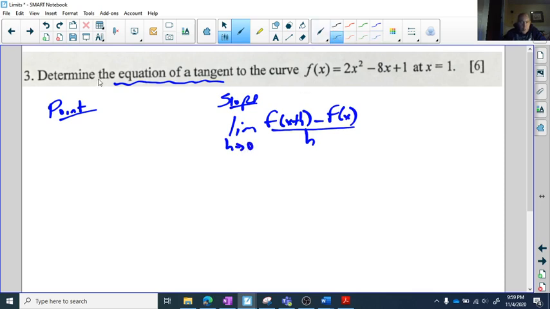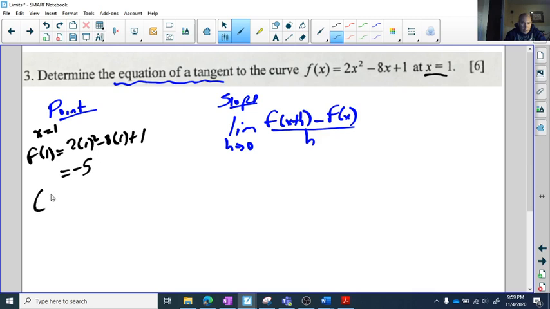Your point, what is usually the case with these ones, they give you just the x value, and then you just have to fill the x value in here, and that'll tell you the y value at that point. So let's do that first. That's really easy. So when x is 1, fill 1 in for your x. So they call that f of 1 in this case. So it'll be 2 times 1 squared minus 8 times 1 plus 1. So you got 2 plus 1 is 3, 3 minus 8, so 9, minus 5. So 1 comma minus 5 is the point where the tangent line is going to be drawn to this curve.